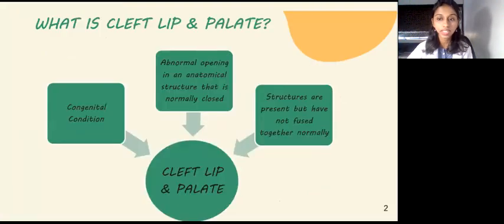Before we go into the details of each error, allow me to give a brief introduction to the condition of cleft lip and palate. A cleft lip and palate is a congenital condition wherein abnormal opening is seen in the lip and palate that in a normal condition would ideally be closed. In other words, the structures do not fuse together normally despite being present.